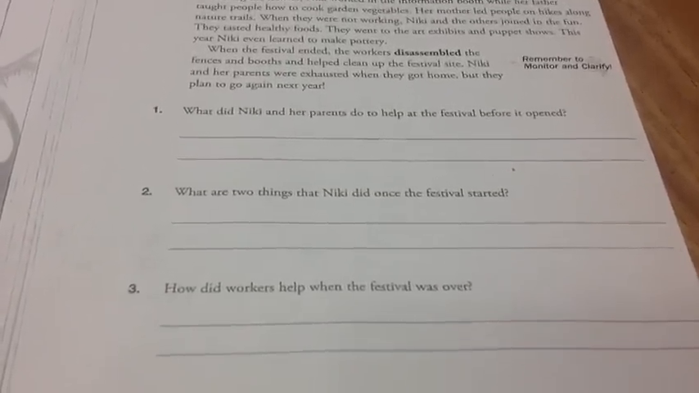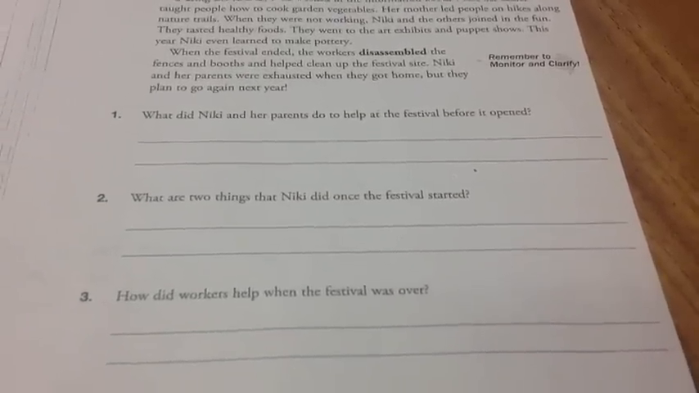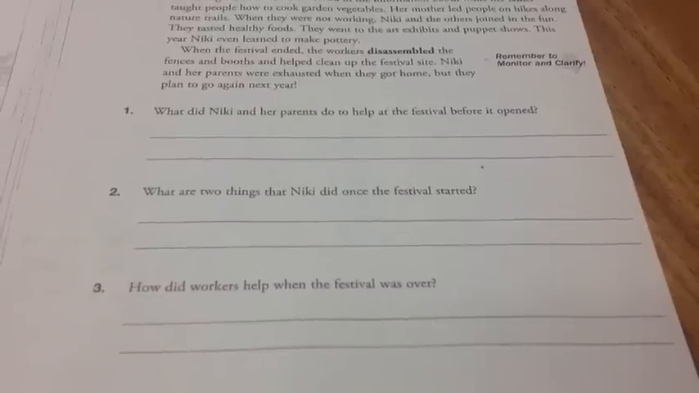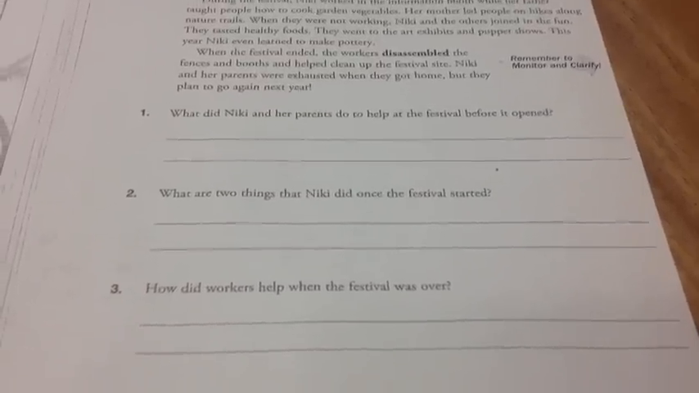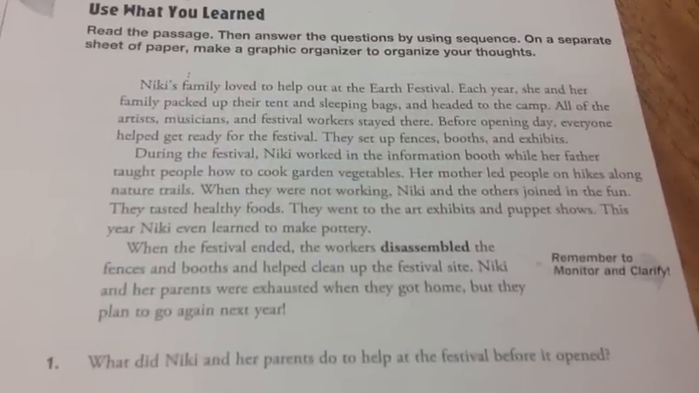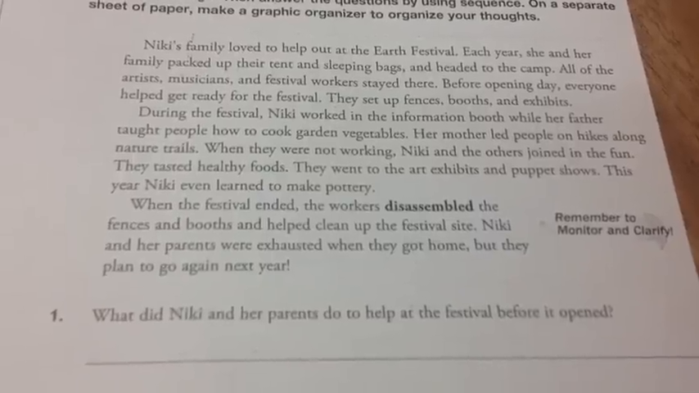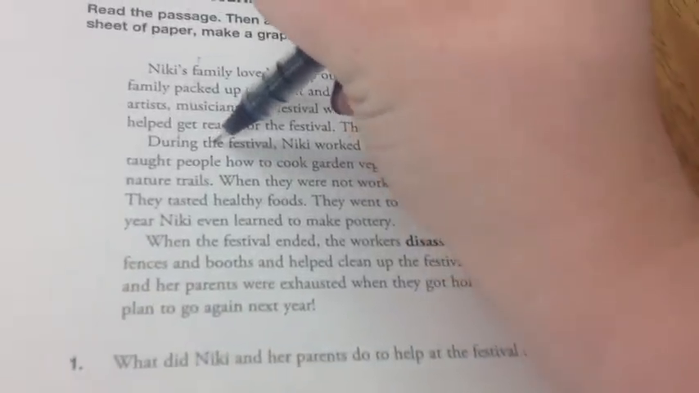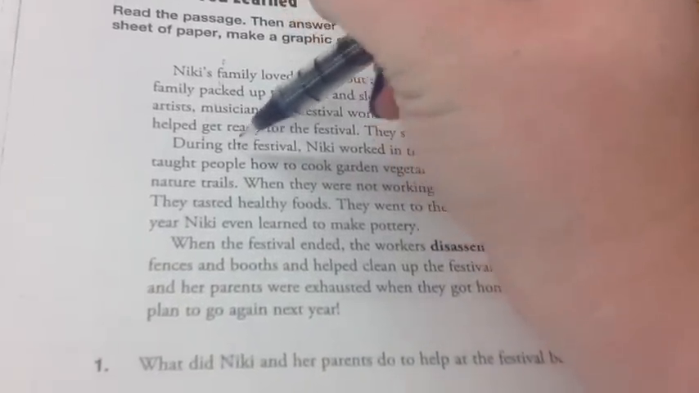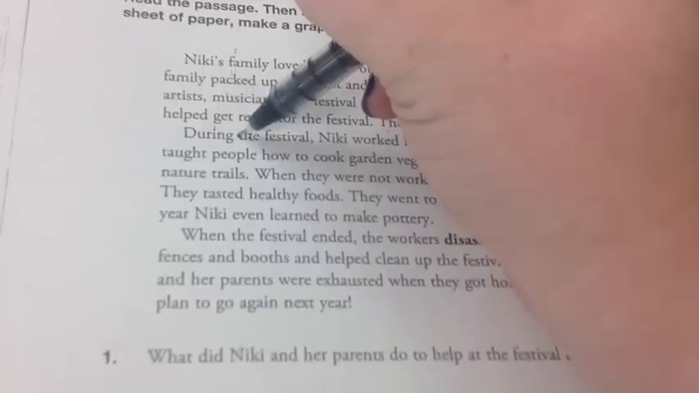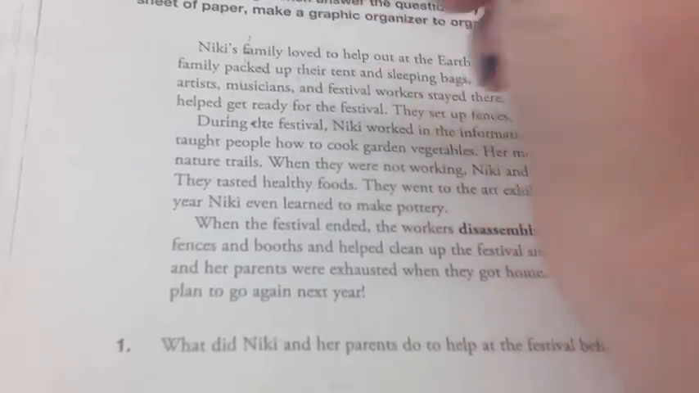Okay, so I saw a lot of sequence clue words. Let's go ahead and answer the first question. What did Nikki and her parents do to help at the festival before it opened? We're going to look in the text for what happened before the festival opened. I see this clue word: it says during the festival. So I know that means the festival already started in this paragraph.